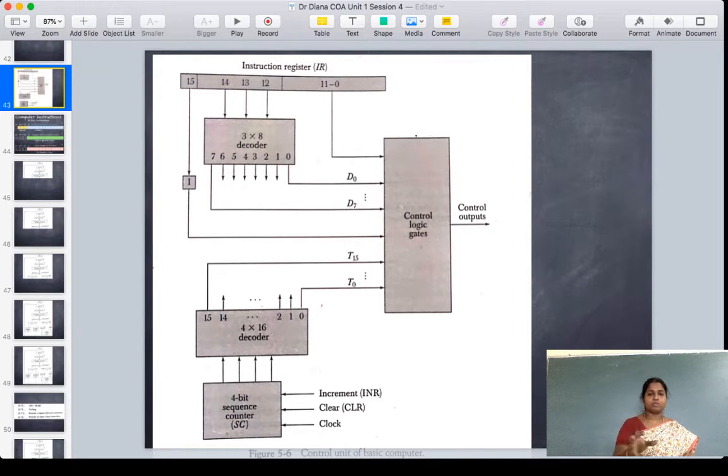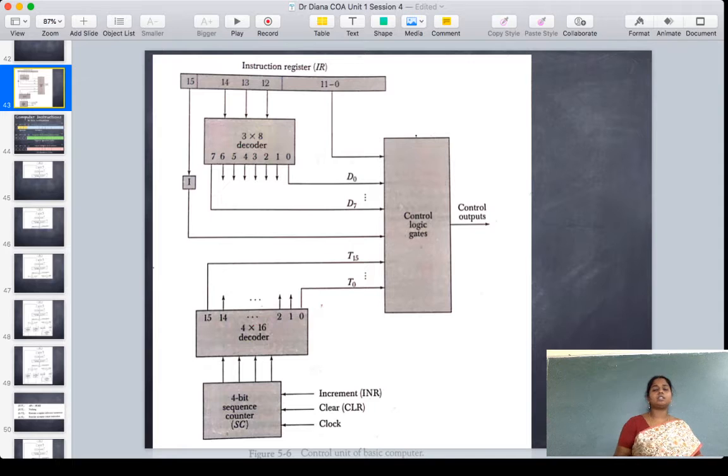So we have used a 4x16 decoder, and this decoder receives its input from the sequence counter. The sequence counter gives 4 bits to the decoder, and these generate the T0 to T15 timing signals. This is what we have seen till the previous session.